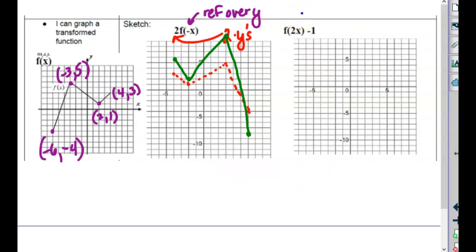What does this do? Yes, this is a horizontal shrink. So it takes all of the x's and does what? Yeah, cuts them in half. X's are divided by 2. So this one that was at -6, -4, the x's, it's at -3, -4.